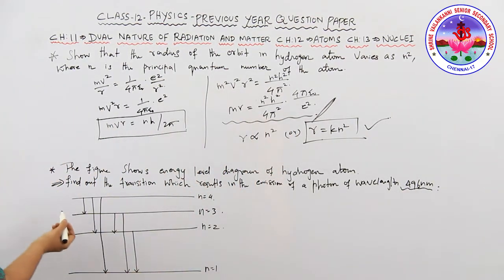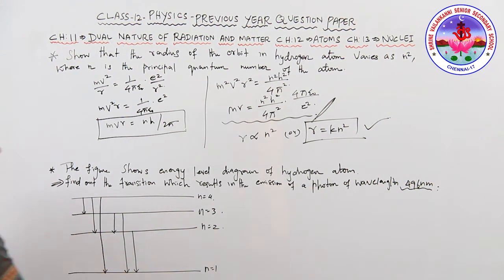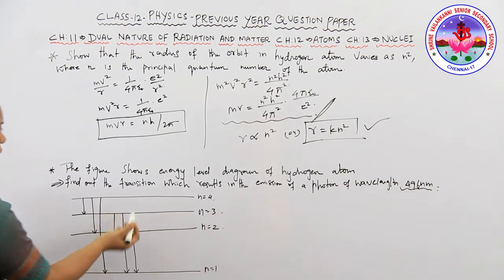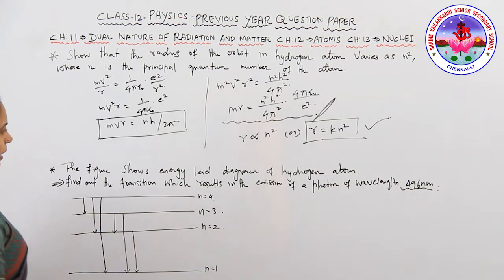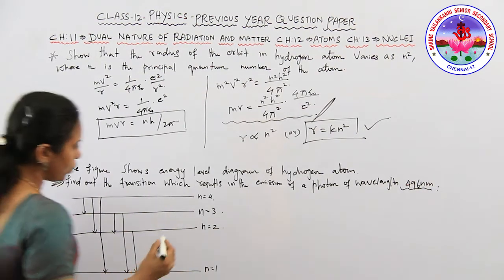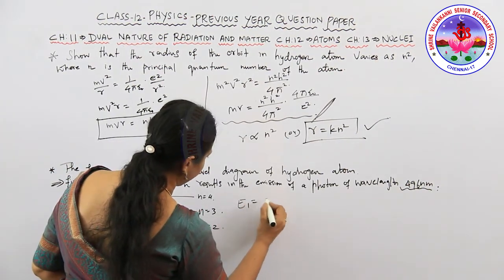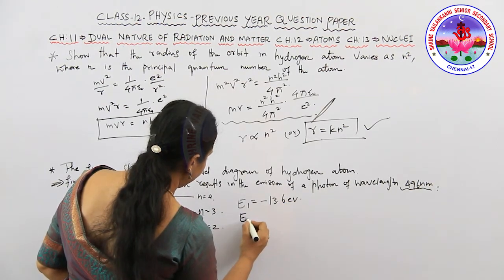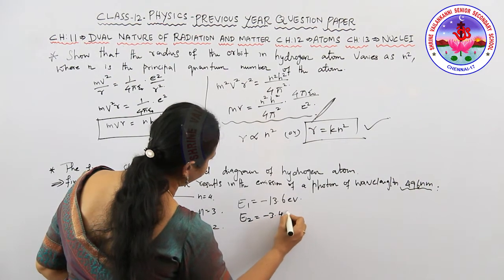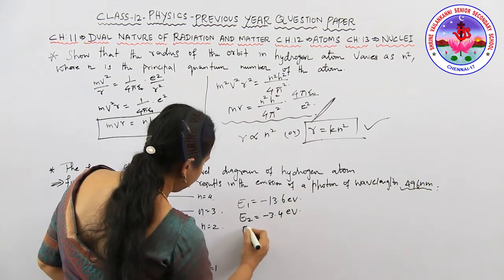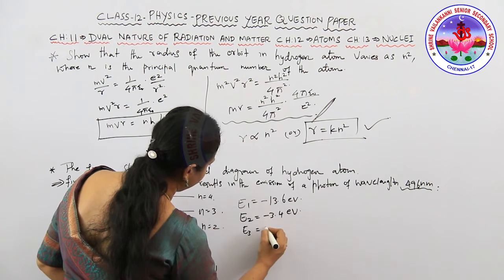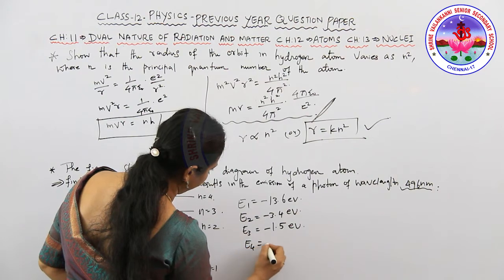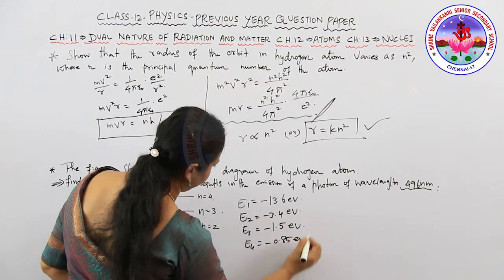See the electron emission, which is n equal to 1, n equal to 2, n equal to 3 and 4. For the categorized energy level diagram they have given the hydrogen atom. So now the energy E1 is equal to minus 13.6 electron volt, and the E2 value is equal to minus 3.4 electron volt, and E3 is equal to minus 1.5 electron volt and E4 is equal to minus 0.85 electron volt.